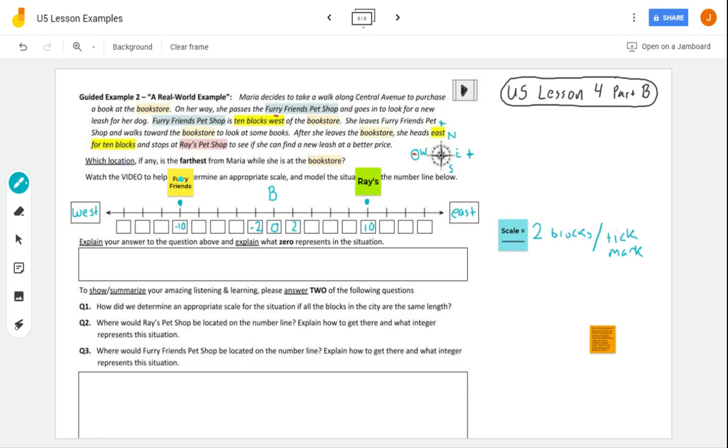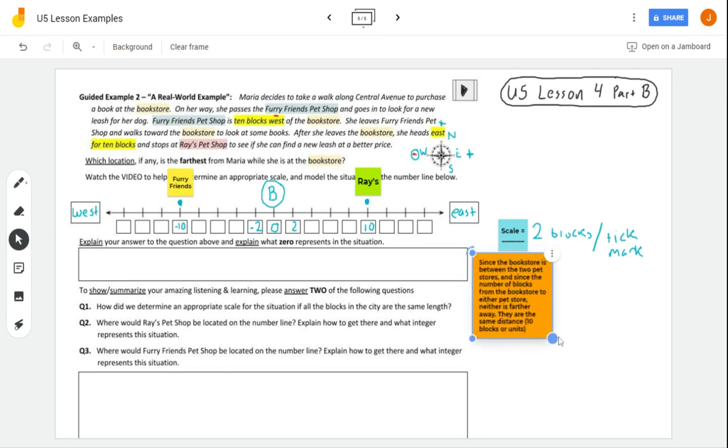All right, so now what we're going to do is answer this question. Which location, Furry Friends Pet Shop or Ray's Pet Shop, is farthest from Maria while she is at the bookstore? So if she's right here at the bookstore, which one is she furthest away from? Okay, well, hopefully you saw that they're both 10. So 10 to the left and 10 to the right, well, those are the same thing. And so she isn't anywhere closer to one or the other. She isn't any farther from one or the other.